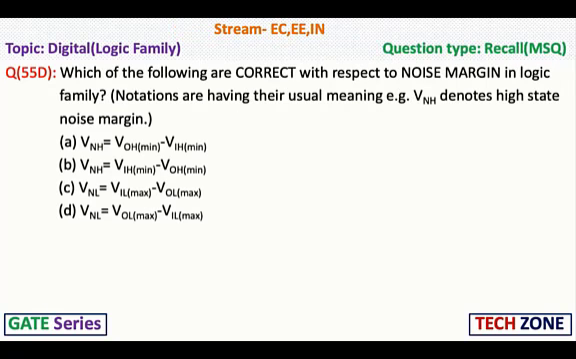Next, which of the following are correct with respect to noise margin in a logic family? The notations have their usual meaning. For example, VNH denotes the high state noise margin. Option A, VNH is equal to VOH min minus VIH min. Option B, VNH is equal to VIH min minus VOH min. Option C, VNL is equal to VIL max minus VOL max. Option D, VNL is equal to VOL max minus VIL max.